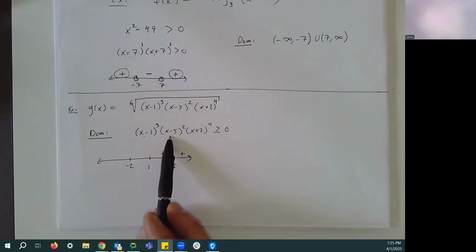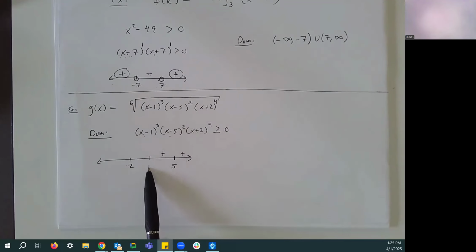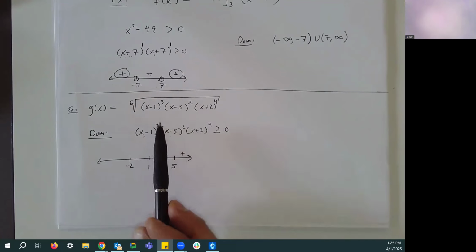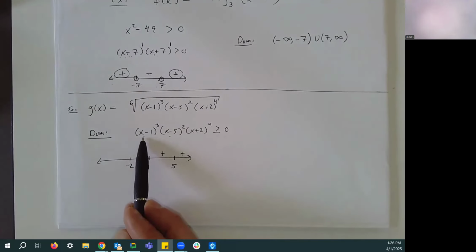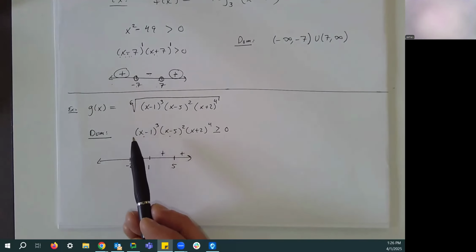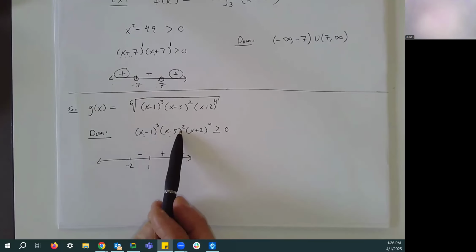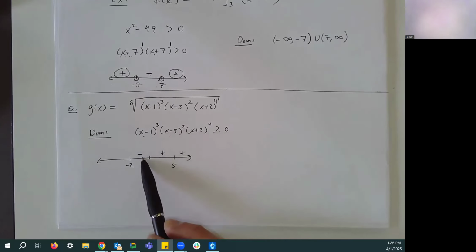Or in other words, I looked at 5. 5 came from this factor. This factor was raised to an even power, so the sign stayed the same. On the other hand, this 1 came from this factor, which is raised to an odd power. So we're expecting the sign to change or switch. We can check it though. Between -2 and 1, we can plug in 0. 0 minus 1 is negative, and a negative number to the third power is still negative. It's -1 times -1 times -1, which is -1. 0 minus 5 is negative, but the negative number squared is positive, and 0 plus 2 to the fourth is still positive. So it's a negative times a positive, which is negative.